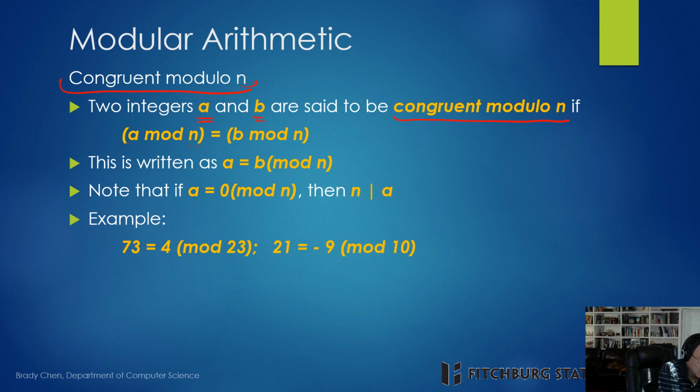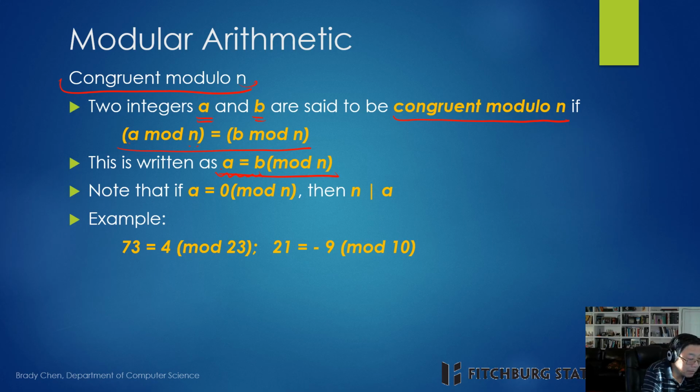Now, if A and B are congruent, we can rewrite this relationship with this term. We say A is congruent to B mod n. So that means A and B are congruent mod n. Don't forget mod n. Okay. It's possible that A and B are congruent mod n, but A and B are not congruent mod t, another number. So this is important.